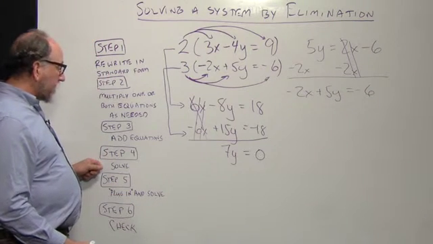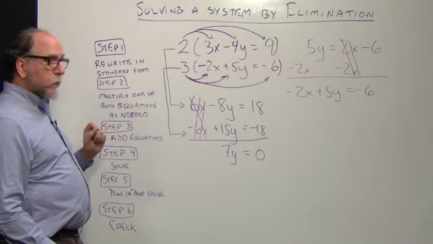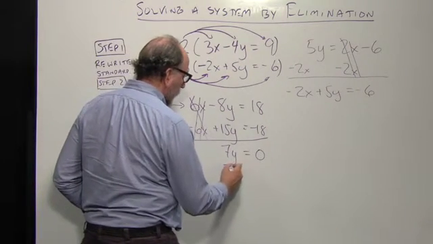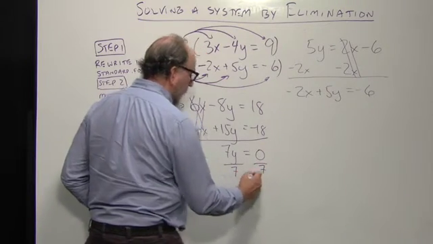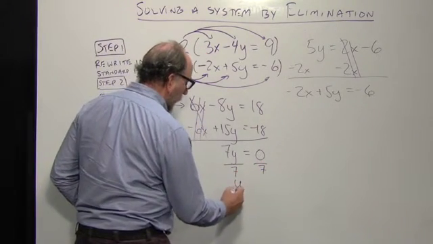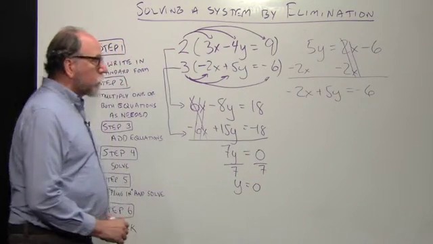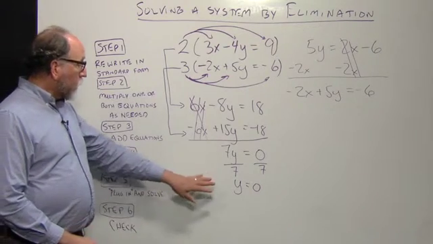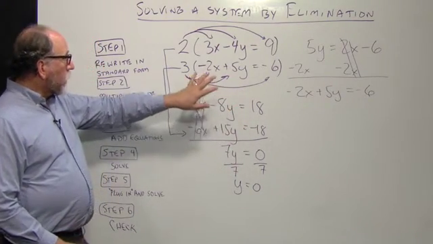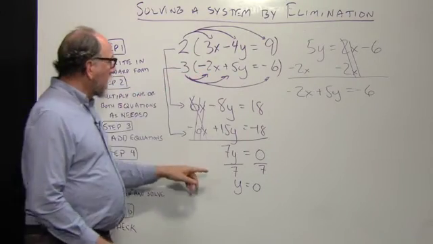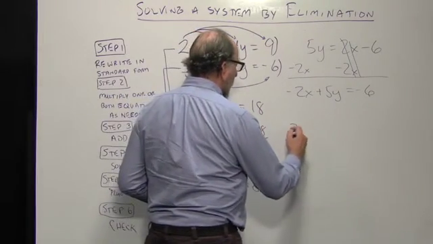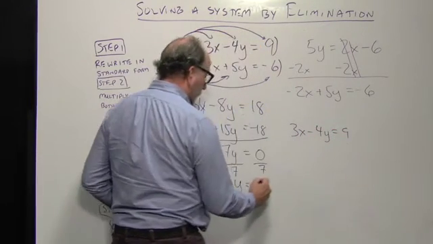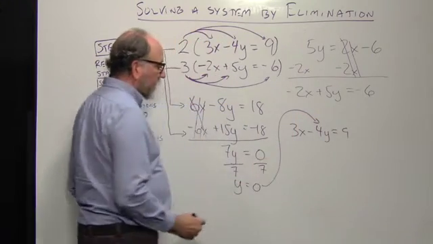And the next step, step 4, is to solve the resulting equation that you get from adding the equations for the variable. So we're going to divide by 7 here and here on both sides of that equation and get our answer for y, which is y equals 0. Okay, so we've gotten our first answer, but we have y, we need x. We're going to take one of the original equations, let's say this one, 3x minus 4y equals 9, and substitute in that value of 0 for y.